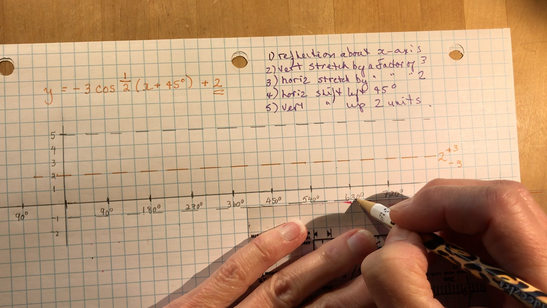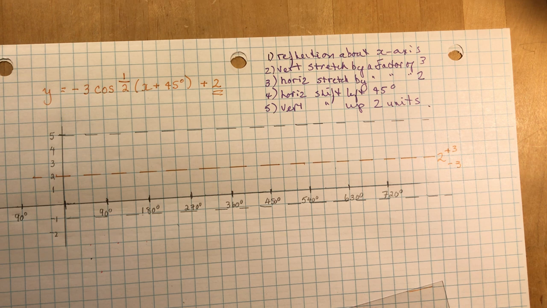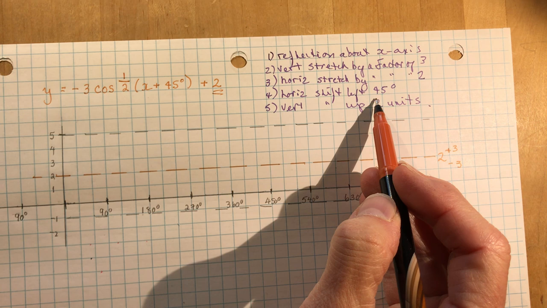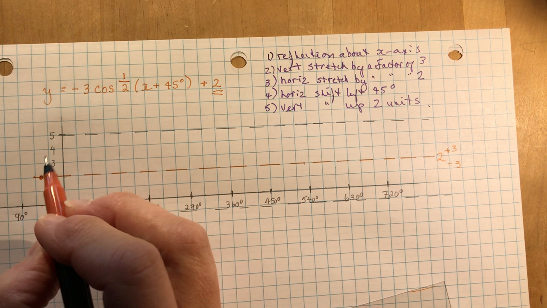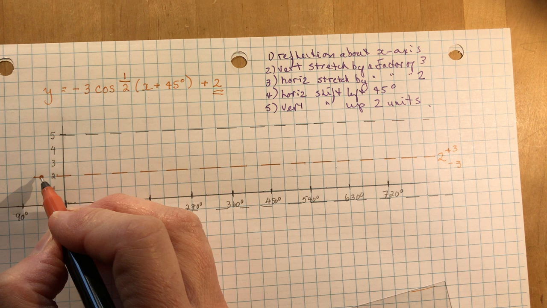Okay, there we go. Now, we need to know where we're going to start this function. That's the first thing, right? Where are we going to start it? So here, this is x plus 45. We said we shifted to the left 45. So I want 45 degrees to the left. Now, cosine doesn't start on the axis though, right? So where should this dot be for my beginning graph?